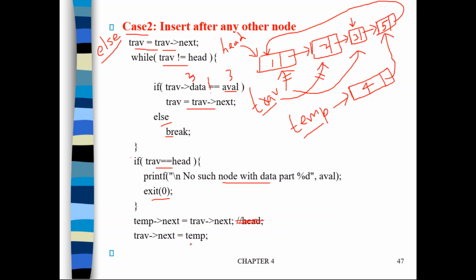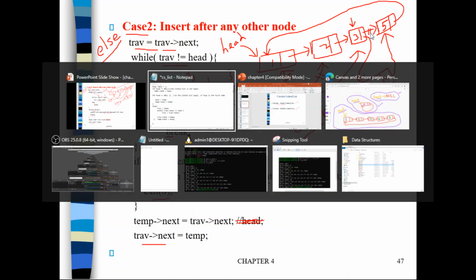Okay, don't consider this wrong. Then traverse arrow next is equal to temp. What is traverse arrow next? This is equal to temp. Now traverse arrow next is not pointing to node 5, rather it is pointing to temp. That's it. So this is how we insert the new node after a specific node. So there are two cases which we have discussed. Now let us see the code.